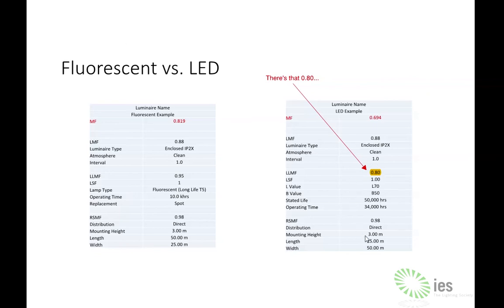0.8 for an LED is an LLMF figure for an L70 B10 50,000 hour luminaire at 34,000 hours point of its life, 10-year usage. That's interesting. As I mentioned, a standard T5, not long life, is still beating our LED.